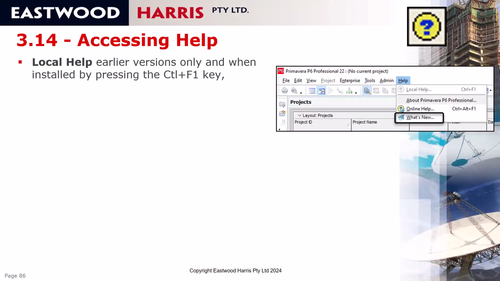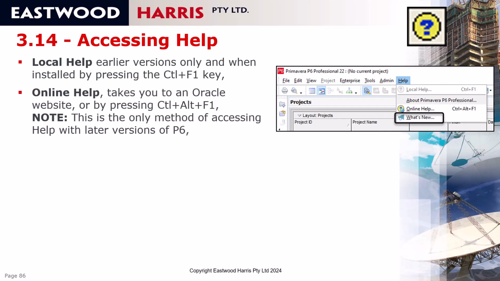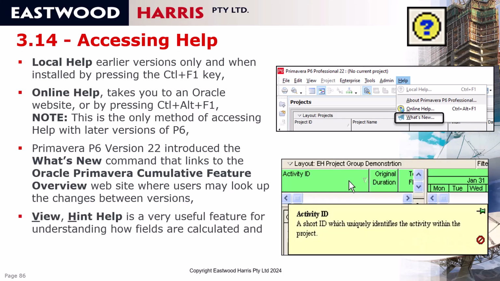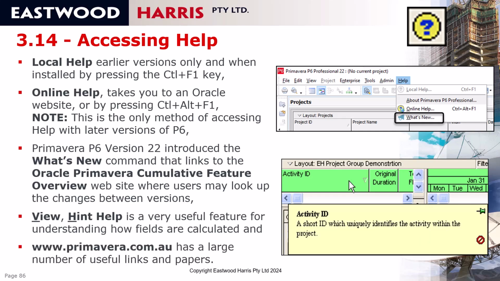Accessing help. Help in earlier versions was only available when you installed the software, whereas in later versions it's all online and you can actually access help without even having P6 installed. Online help takes you to an Oracle website, and this is the only method of accessing help with later versions. Primavera P6 version 22 introduced a What's New command that links to the Oracle Primavera Cumulative Feature Overview website, where users may look up changes between versions. View Hint Help is a very useful feature for understanding how fields are calculated. And also my website primavera.com.au has a large number of papers.